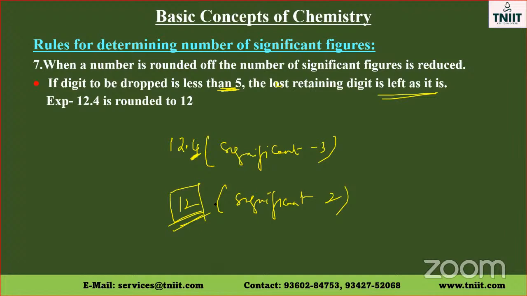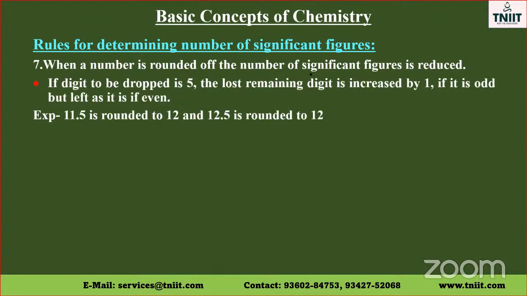When the number is rounded off, the number of significant figures is reduced. If the digit to be dropped is 5, it is neither above 5 nor below 5, it is exactly 5. If it has to be 5, the last remaining digit is increased by 1 if it is odd, otherwise it is rounded to 12.